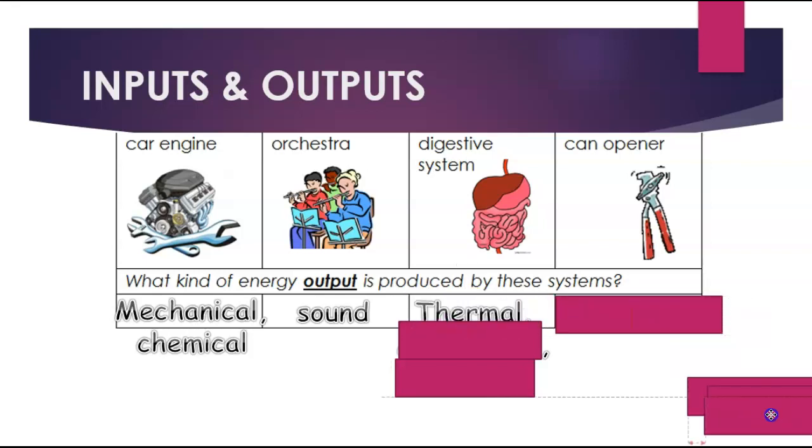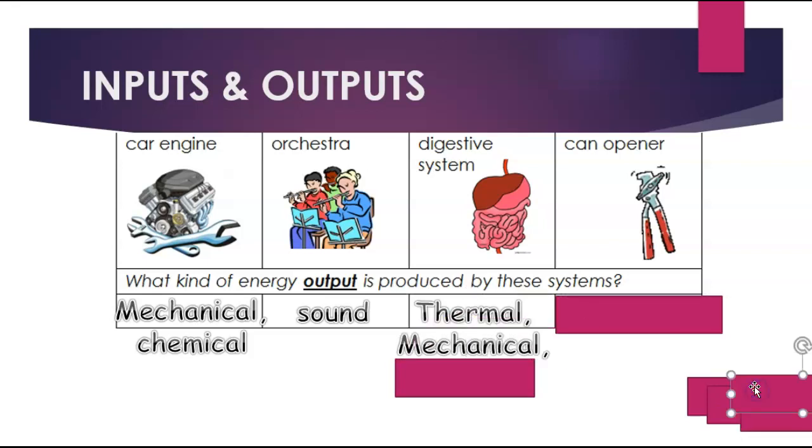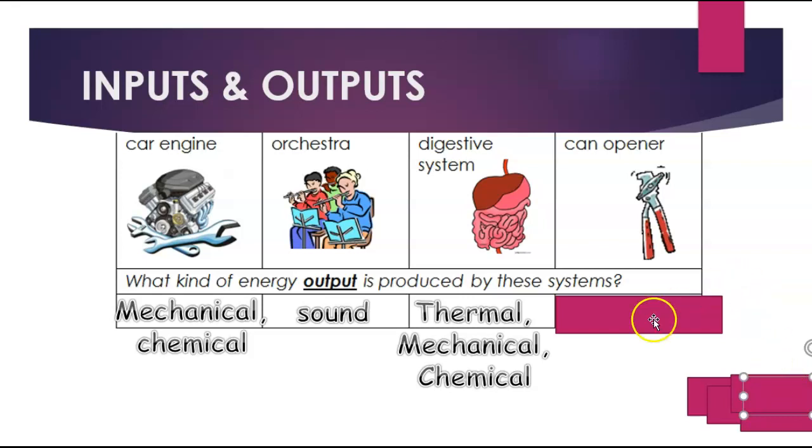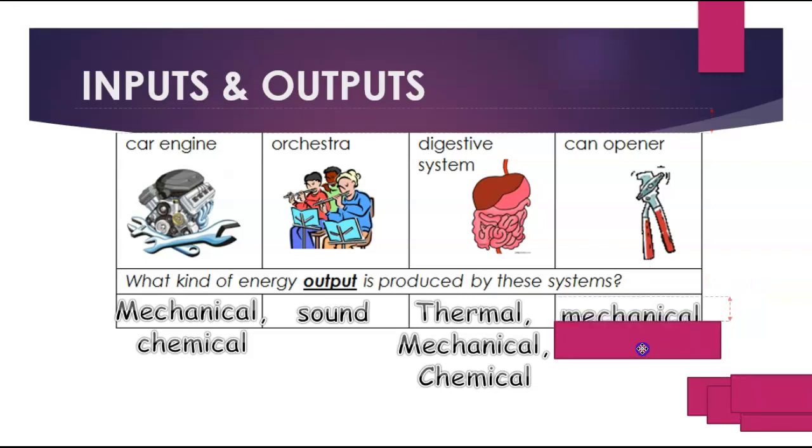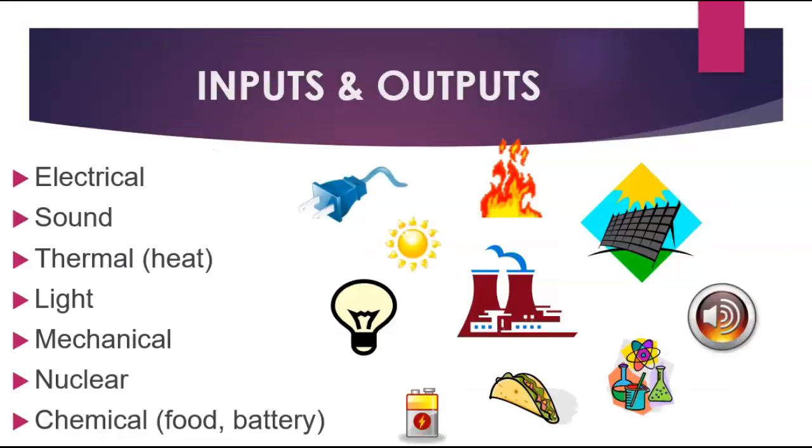All right, the digestive system, maybe we're getting some heat, that's thermal energy. Some movement of the food, that's mechanical energy. And we're changing all of that food chemically and doing some chemical reactions in there, so we're getting some chemical energy as well. All right, the can opener, maybe we're getting mechanical energy as an output as we actually cut into a can. So there's energy coming out and in, and there's material or matter coming out of and into systems.